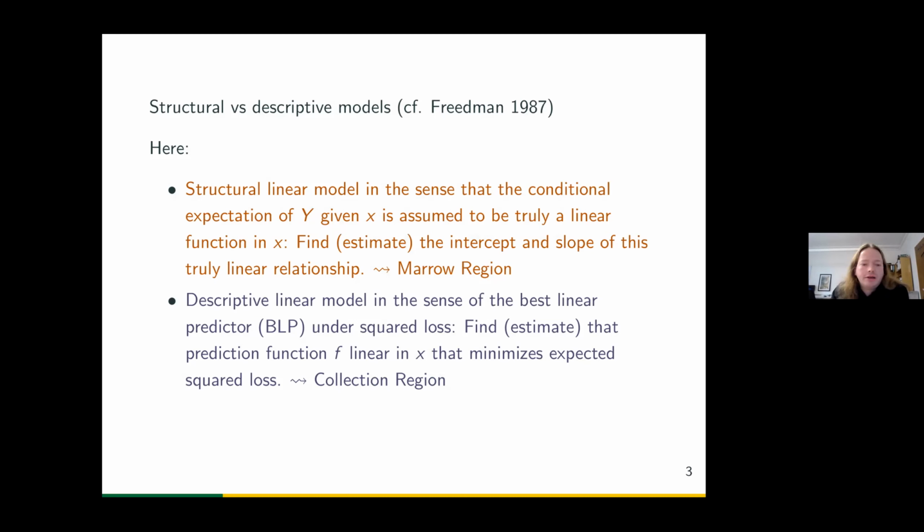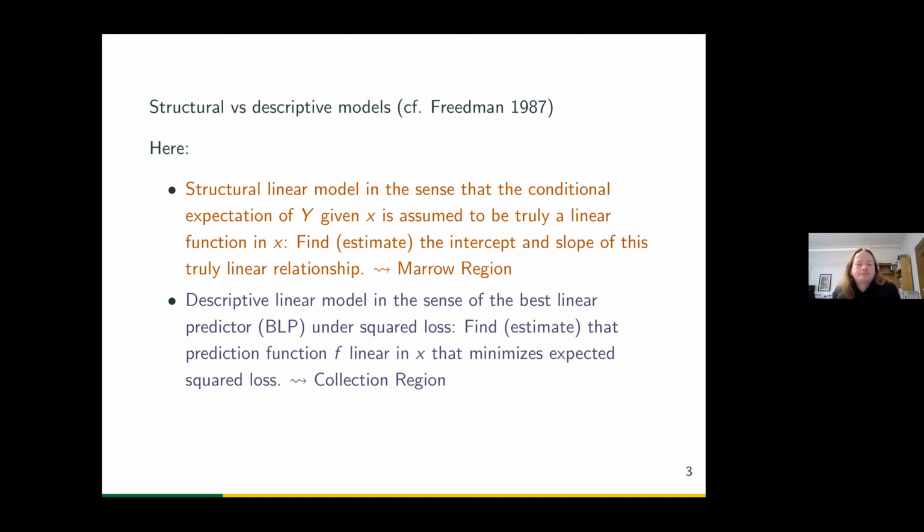A structural model is something which is obtained if you really take your model assumptions very seriously. For the linear model, especially, we would then assume that really the y is in a linear relationship to the x, or more correctly put, the conditional expectation of y given x is really a linear function in x. And then the problem is to find the intercept and the slope of this linear relationship. This would lead then to one identification region, and I will illustrate it in a few seconds.